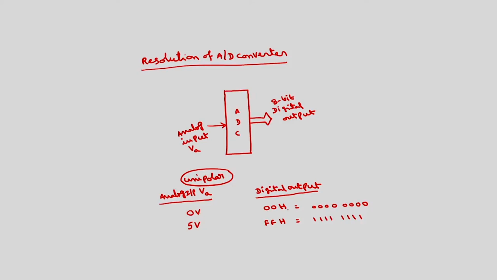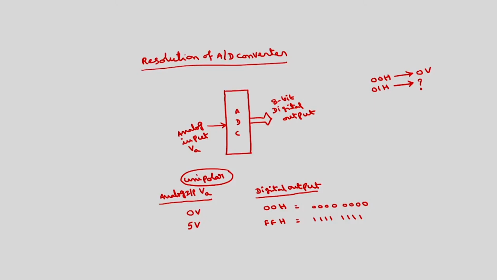Now to get 00H we require 0 volts. To get 01H, what is the voltage required? 00H will be applied for 0 volts. So what is the voltage required to get 01H? The minimum change in the voltage required to change the digital output, this is what is called resolution. Okay. So how to compute this? Here we have totally 256 levels.